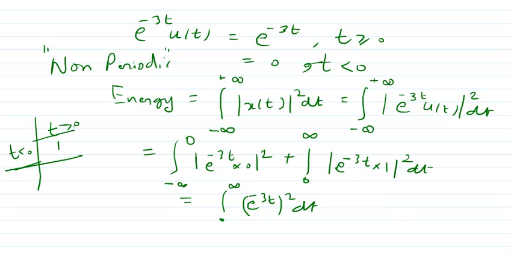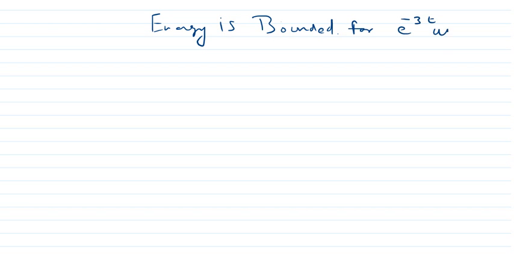Basically, whatever result we are getting, it is less than infinity. It is bounded. So energy is bounded, and we are able to calculate the energy because it is bounded. Okay, for e raised to the power minus 3t into ut.